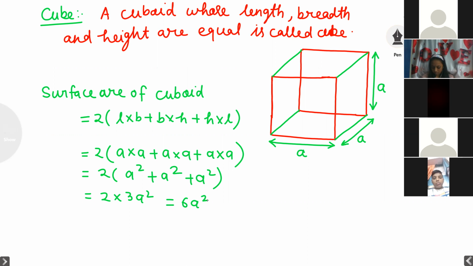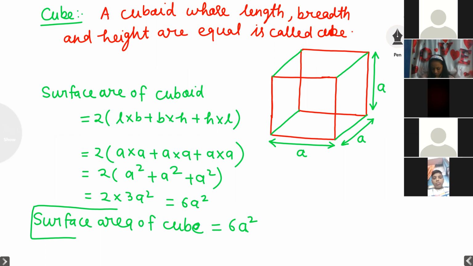Surface area of cube is equal to 6a square. You are observing, students, why I have given the definition of the cuboid concept: because with the help of the surface area of cuboid, I have proved the surface area of cube formula.